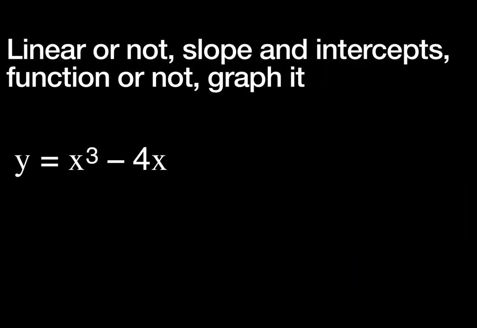Linear or not? Well, right away I can see that my exponent on the x is a 3, which is not a 1. So I'd say this one is not linear, which means it's going to be some kind of a curve, which also means there's no slope. I'm not going to be worried about slope at all because it's not linear. To find zeros, I'm going to say, when x is 0, what does y equal? Well, y equals 0 to the 3rd minus 4 times 0. Well, 0 minus 0 is 0. So my intercept is 0, 0.